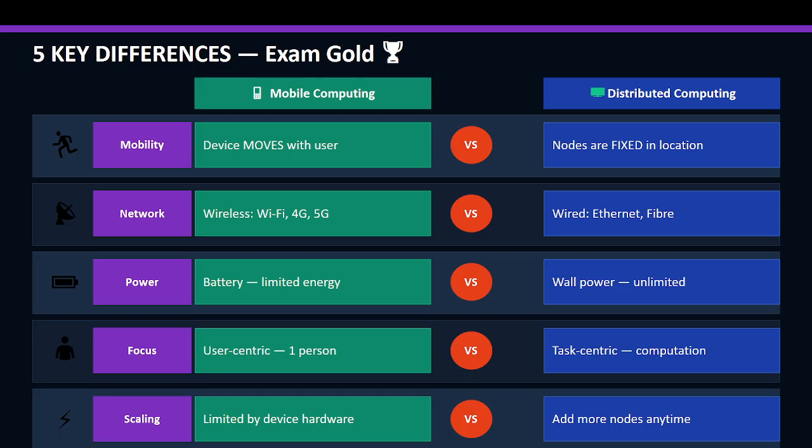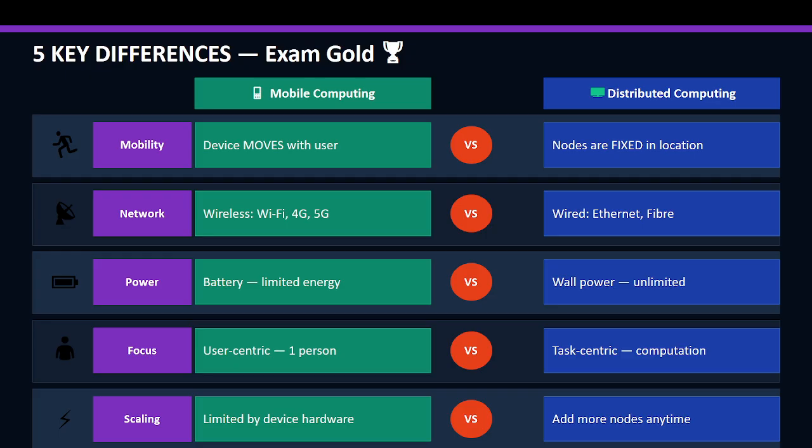One, mobility. Mobile devices move with the user. Distributed nodes are fixed. A compute server doesn't walk to a coffee shop. Second, network. Mobile uses wireless: Wi-Fi, 4G, 5G. Distributed uses wired: Ethernet, fiber optic. One is shared and variable. One is dedicated and fast.